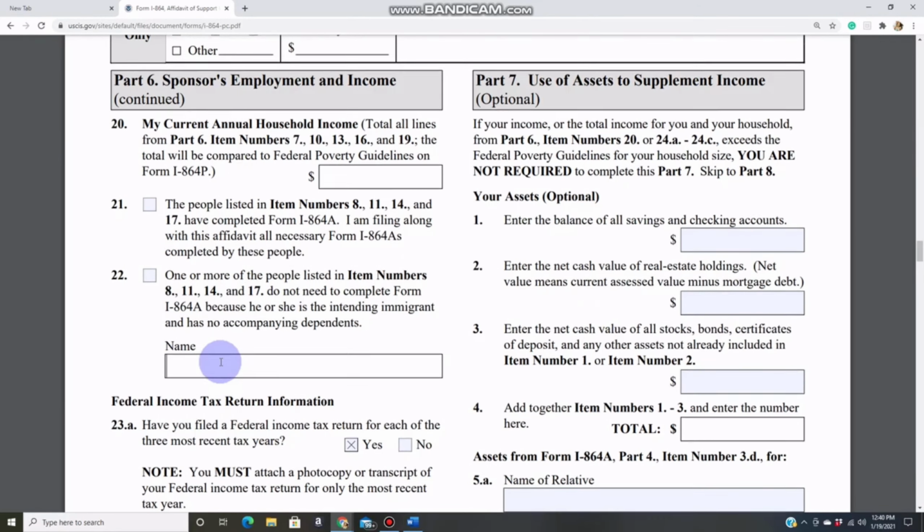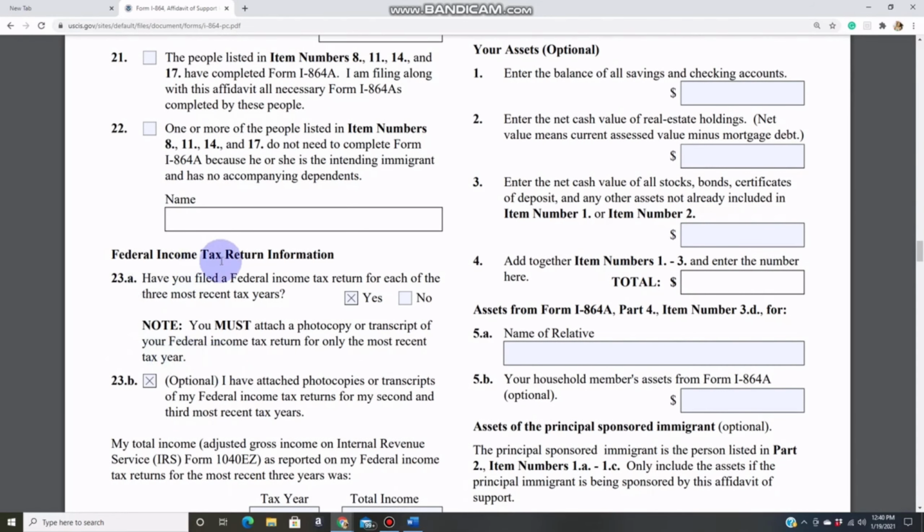Okay? Federal Income Tax Return Information, 23A. Have you filed a federal income tax return for each of the 3 most recent tax years? I think yes, because my sponsor had filed the income tax returns.